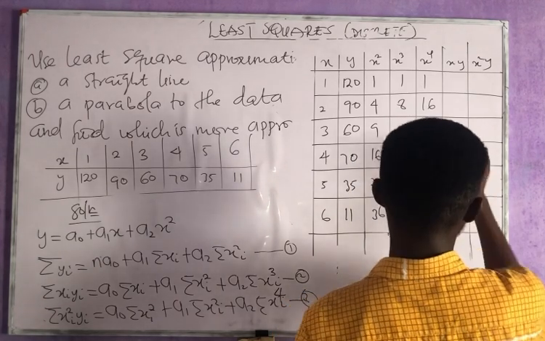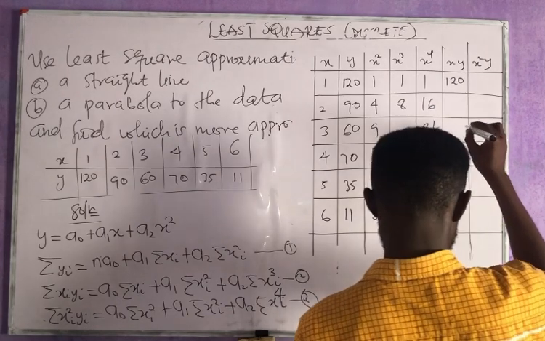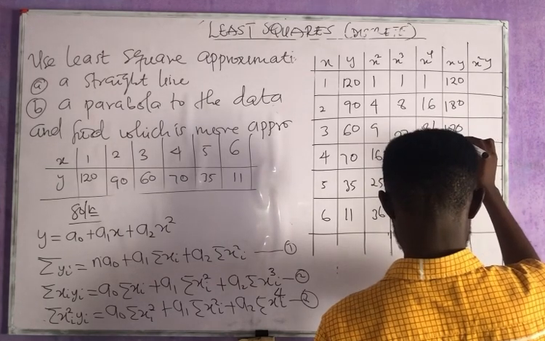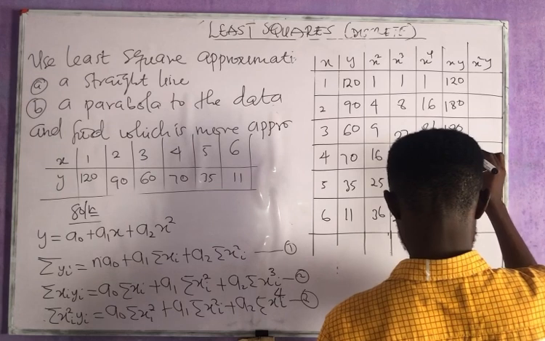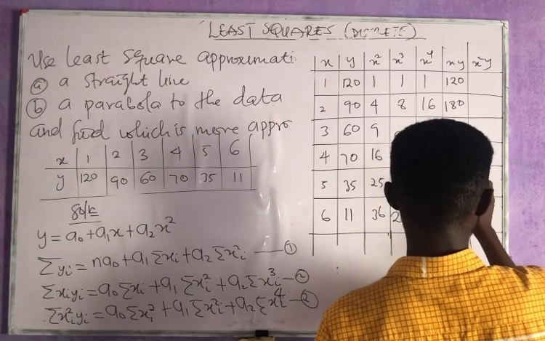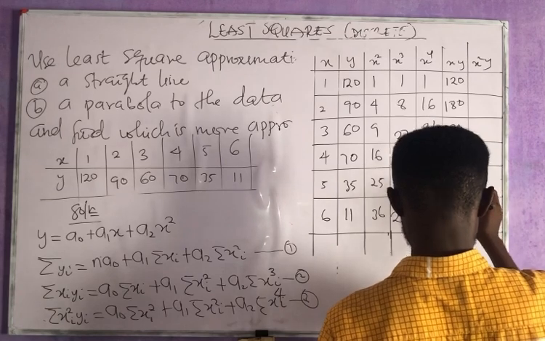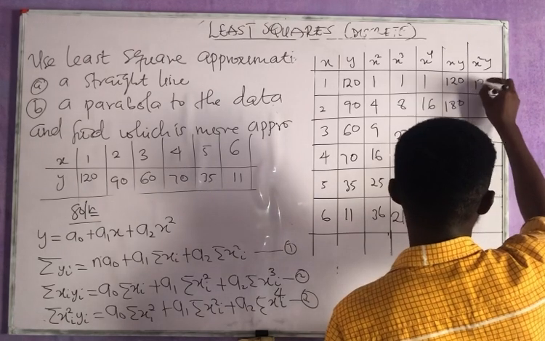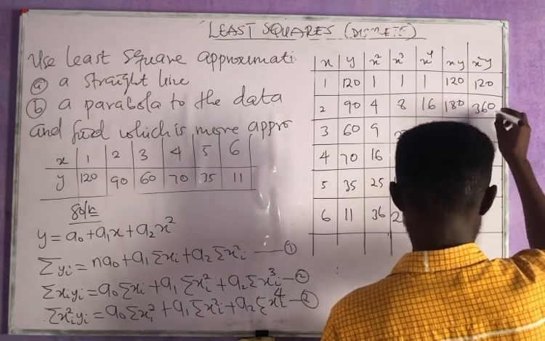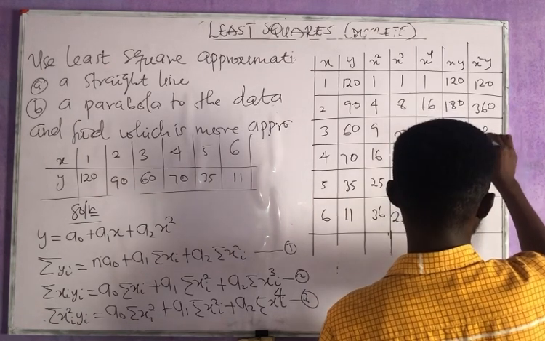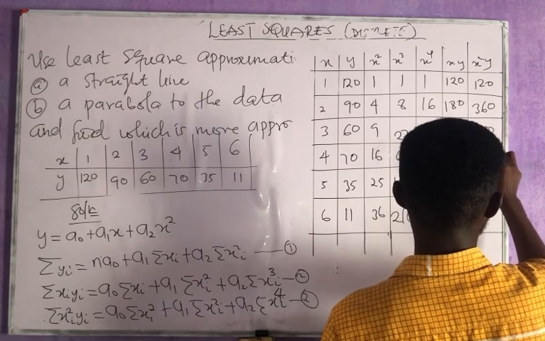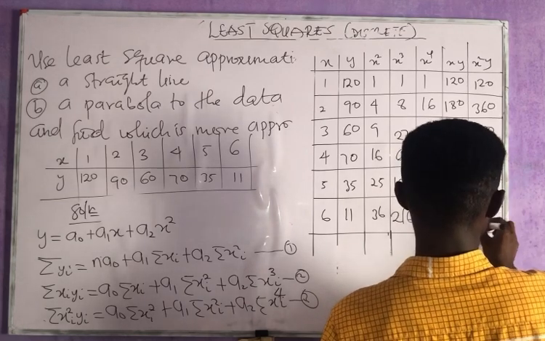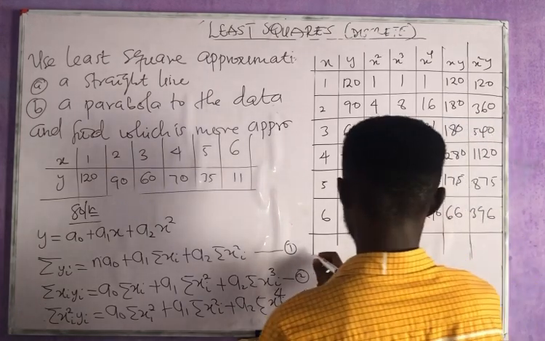Then xy have 120, 180, another 180, 280, 175, 66. Then x squared y, we have 120, 360, 540, 1120, 875, 396. Now let's look at their total.